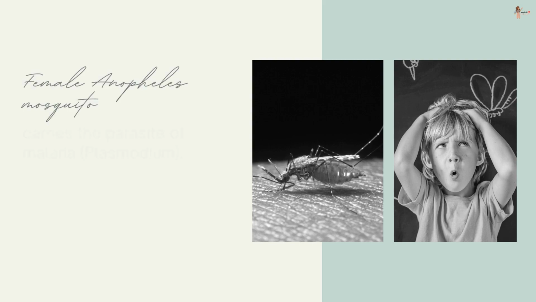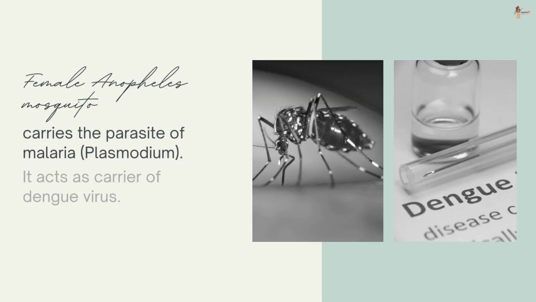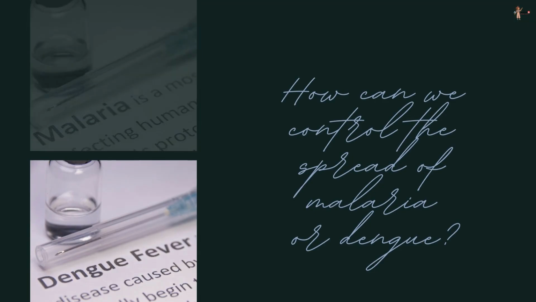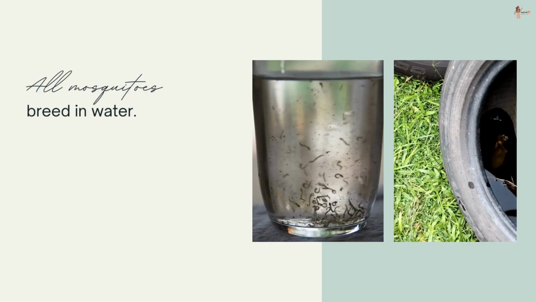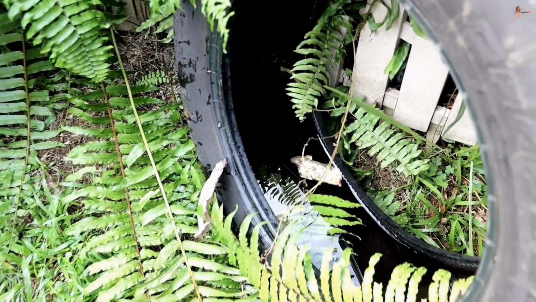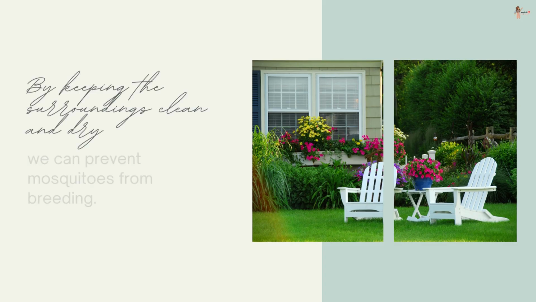Another example of a carrier is female Anopheles mosquito, which carries the parasite of malaria, that is Plasmodium. Female Aedes mosquito acts as a carrier of dengue virus. How can we control the spread of malaria and dengue? All mosquitoes breed in water. Hence, one should not let water collect anywhere, in tires, coolers, flower pot, etc. By keeping the surroundings clean and dry, we can prevent mosquitoes from breeding.